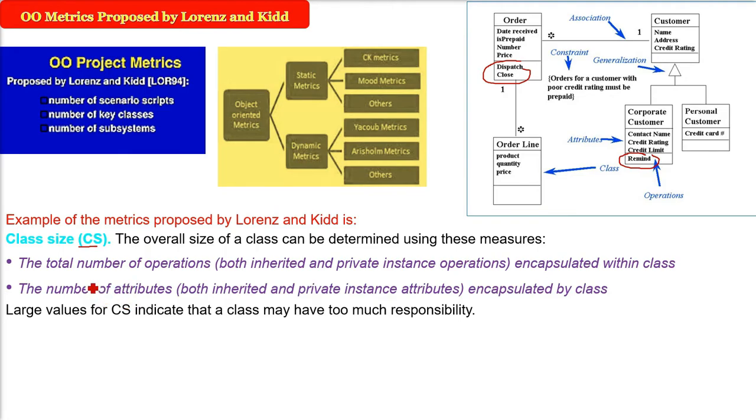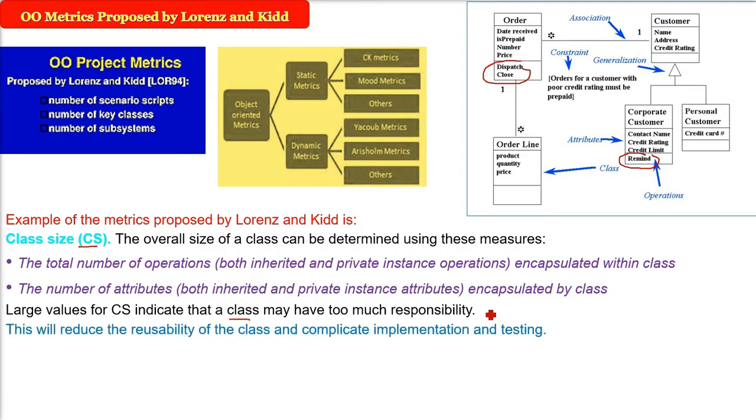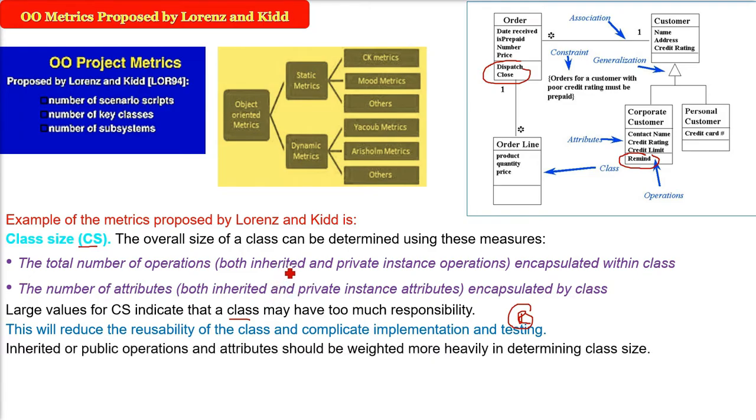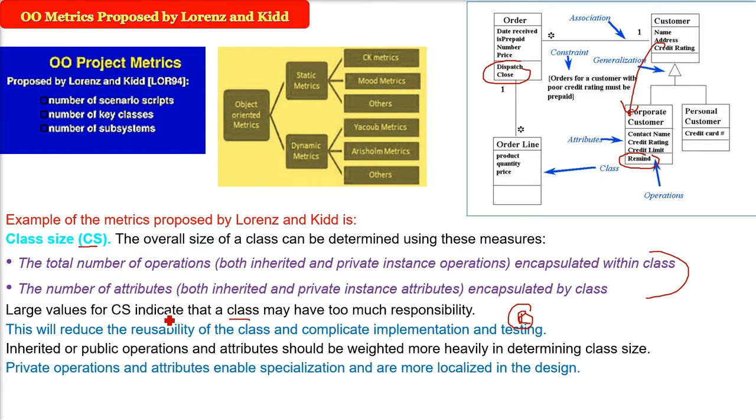Large values of this class size will indicate that a class may have too much responsibility, and that is going to reduce the reusability of that class. And when you are going to implement and test, it will be difficult. It will complicate things. Inherited or public operations and attributes should be weighted more heavily in determining the class size. Okay, because mostly the functions or attributes which are inherited in the different base classes have to be weighted more.